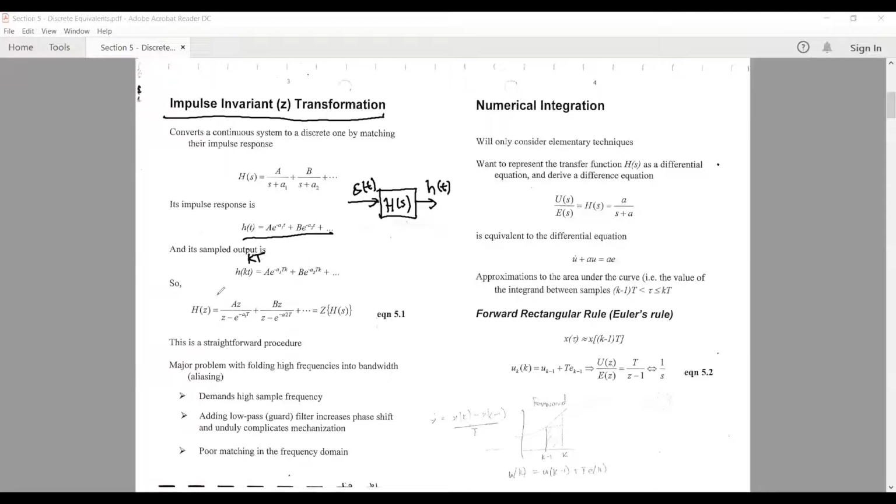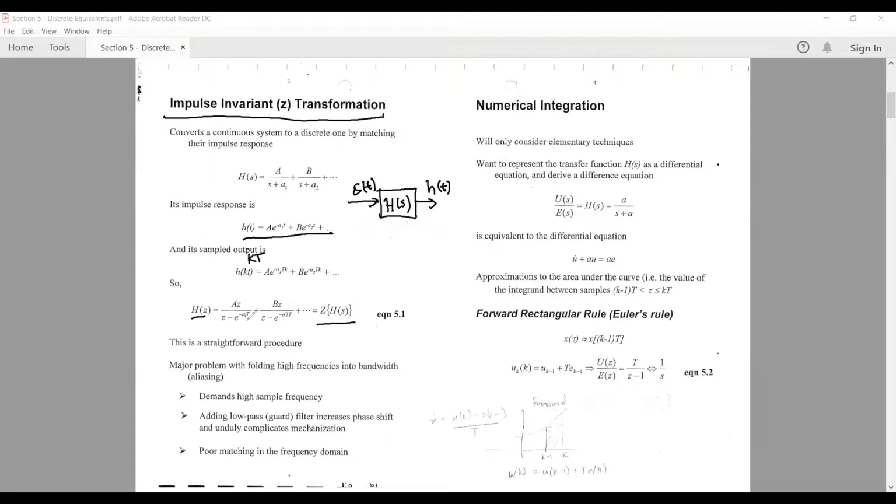For each of the terms, now we can take a Z transform, since this is in k or kT. So H(z) will be equal to Az over z minus e to the power minus a1 T, plus Bz over z minus e to the power minus a2 T, and so on. So this is basically doing a Z transform of H(s).